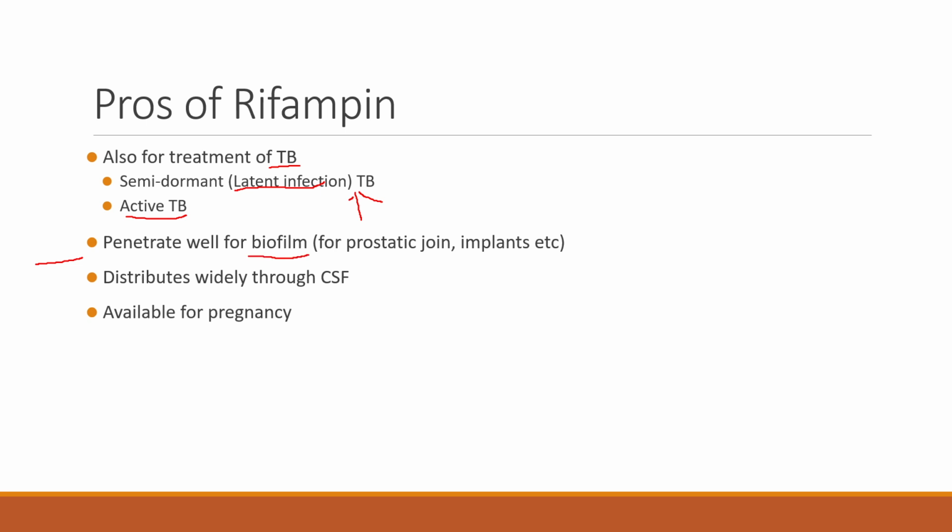So you can already think about prosthetic joints. When a patient has prosthetic implants, they are susceptible to infection, so Rifampin is a good antibiotic for such infection. Bear this in mind. It can also distribute widely, including through the CSF, and importantly it is available for pregnancy.